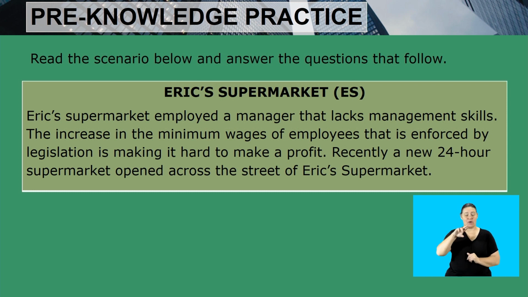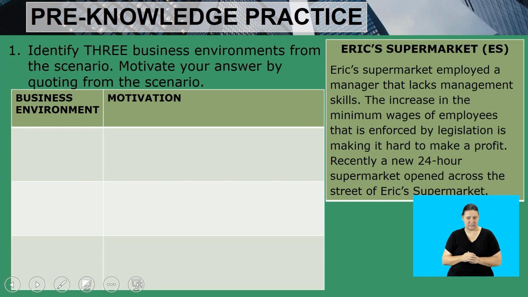Eric's Supermarket, ES. Eric's Supermarket employed a manager that lacks management skills. The increase in the minimum wages of employees that is enforced by legislation is making it hard to make a profit. Recently, a new 24-hour supermarket opened across the street of Eric's Supermarket. Now let's move on to pre-knowledge practice question number 1. Identify 3 business environments from the scenario. Motivate your answer by quoting from the scenario.